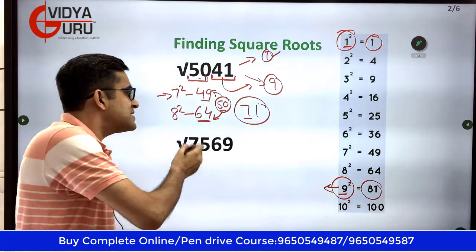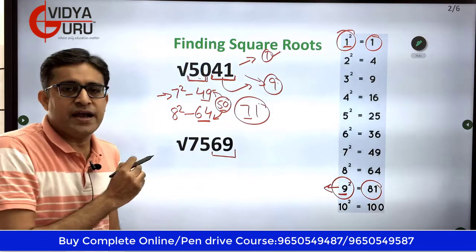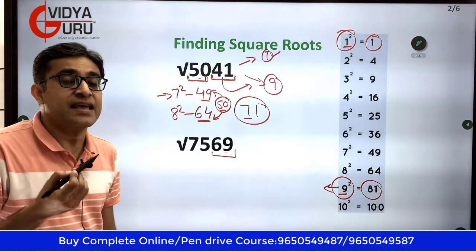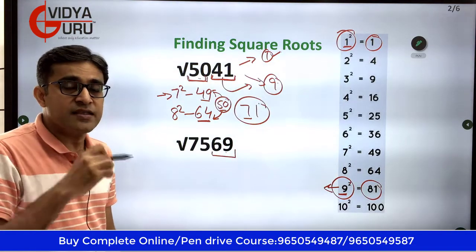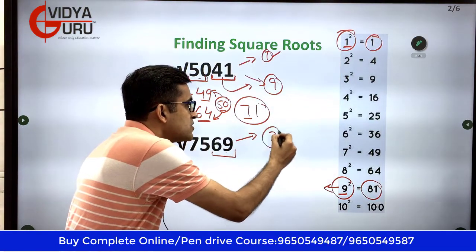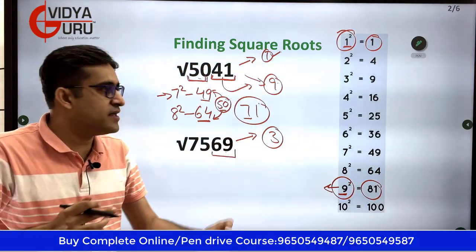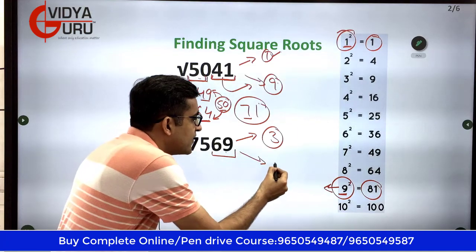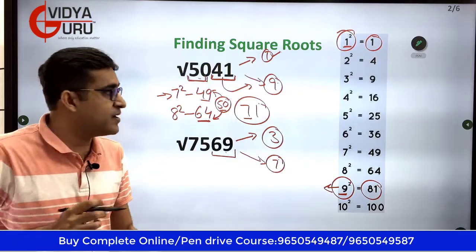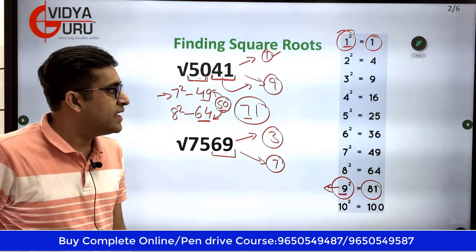Now let's look at 7569. I will be making pairs of 2 from the right. Now I have, students, 9 in the units digit. So 9 can appear because of 3, because 3 square is 9, or 7 square is 49. So in the units digit I can have either 3 or 7. And please remember, 3 and 7 will make a perfect 10.